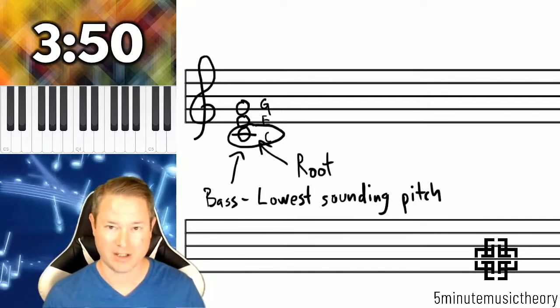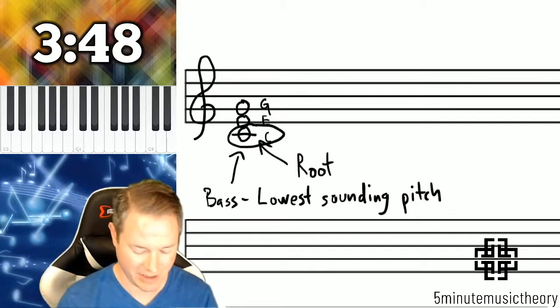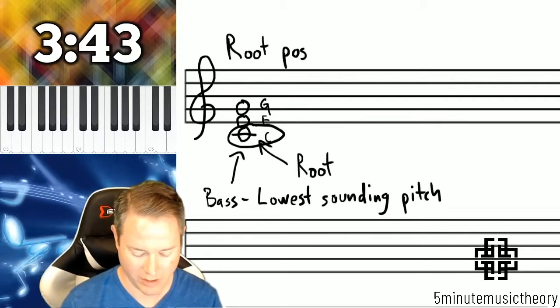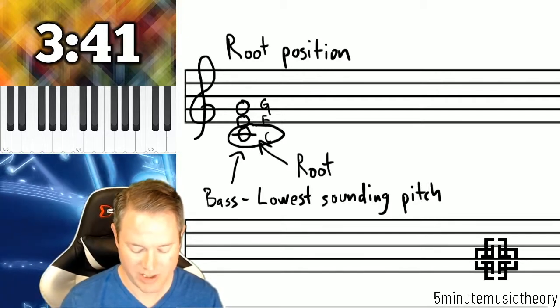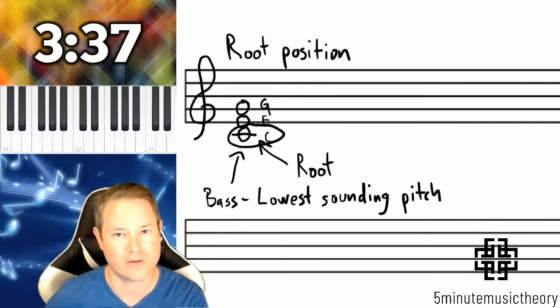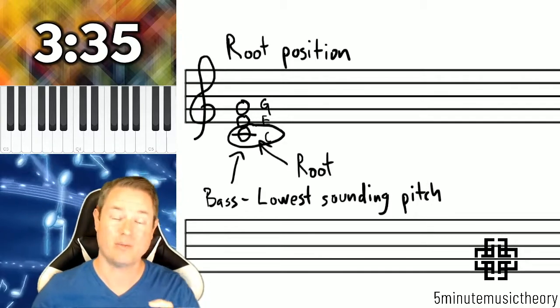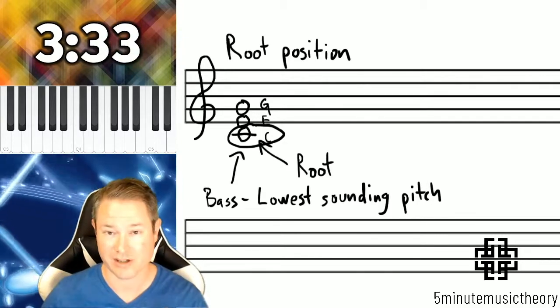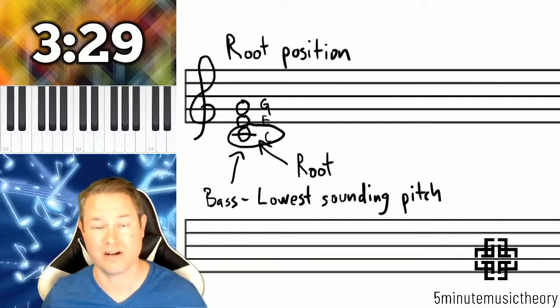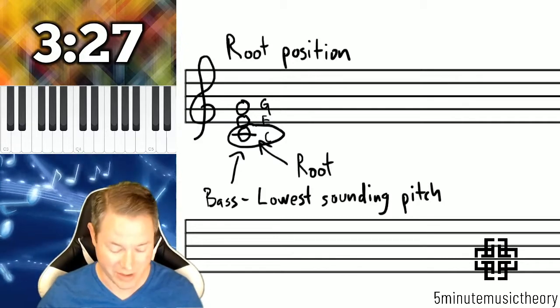Now in this situation where the root is the lowest sounding pitch, this is what's known as a root position chord. Root position chords are very strong because that root, which is the strength of the chord where everything grows from, is at the bottom. So it's very audible, and it's a really strong presentation of these chords, which is sometimes what you want and sometimes not what you want, depending on the situation.